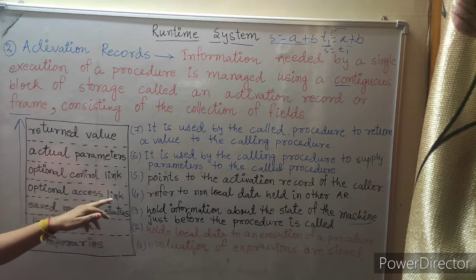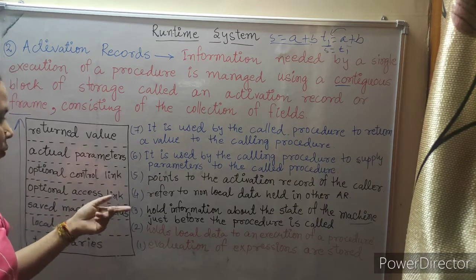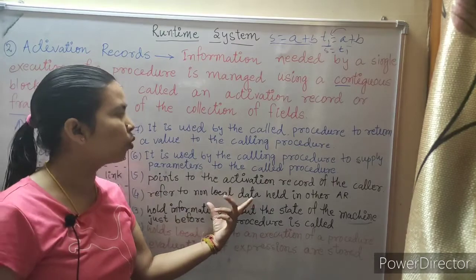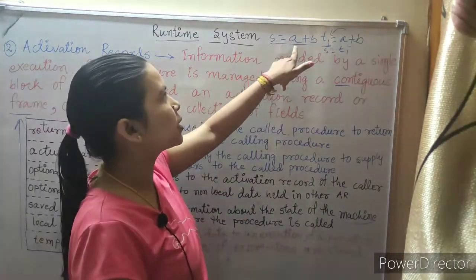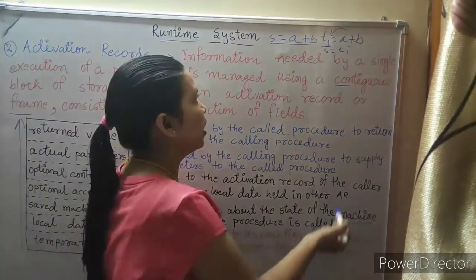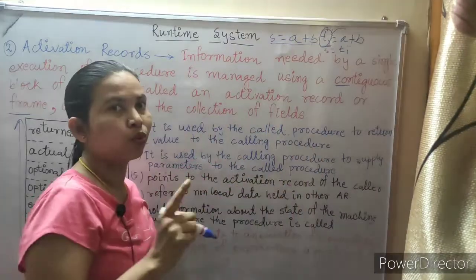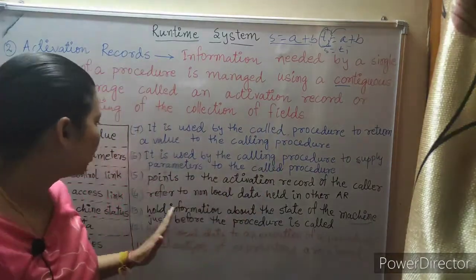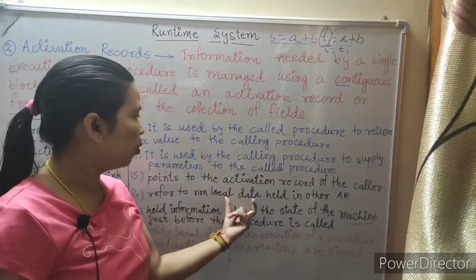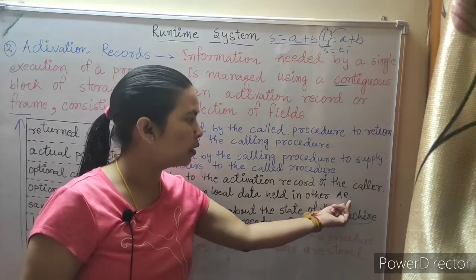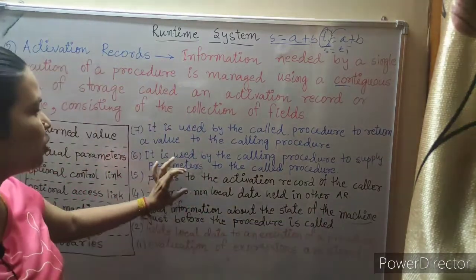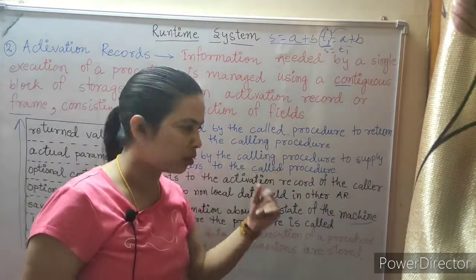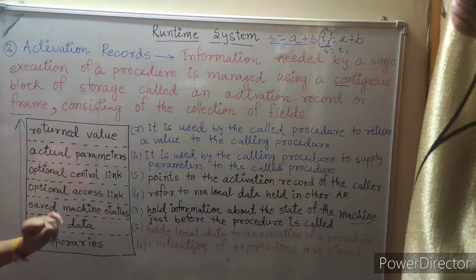Now the optional access link. Access link is referred to non-local data, that means S, A, B. These are the non-local data, and T1 is the local data, a temporary value we are taking; the program has not given anything. So it refers to non-local data held in another activation record. That means non-local data S, A, B is stored in the other activation record. This is the optional access link.